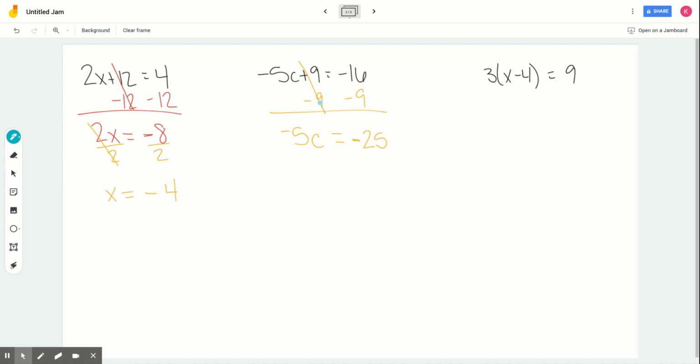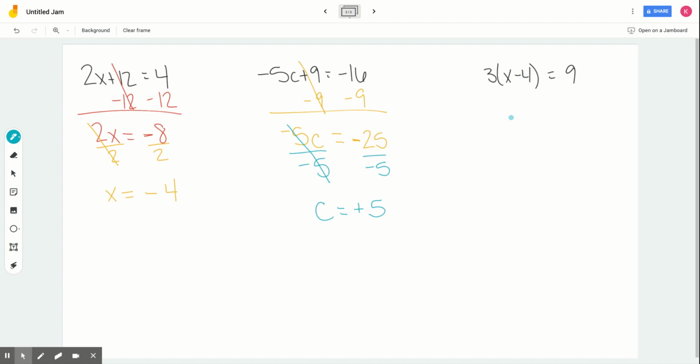Now we're going to go ahead and realize that negative 5 is being multiplied by c. The opposite of multiplying is dividing, so we're going to divide by negative 5 on both sides. Negative 5 multiplying and dividing cancel, so we're left with c. Negative divided by a negative is a positive, and 25 divided by 5 is 5. So c equals 5.